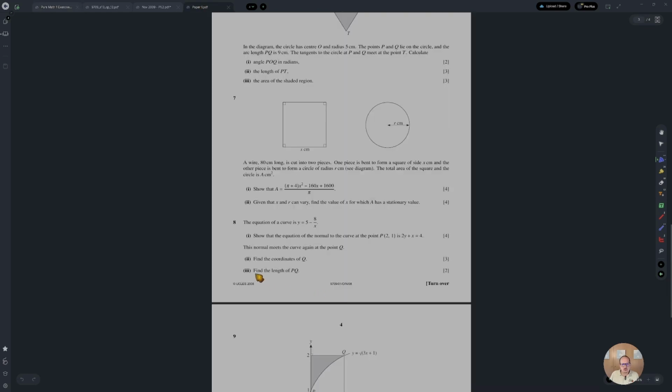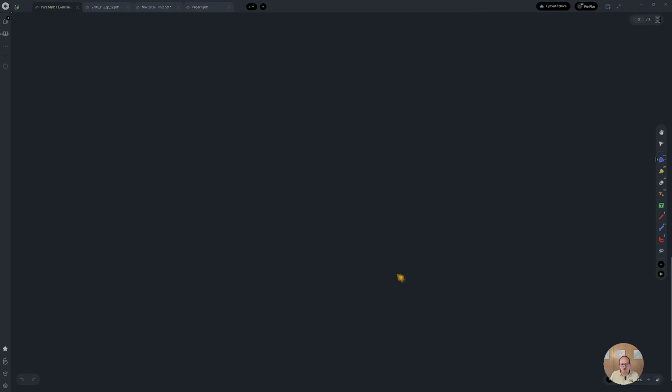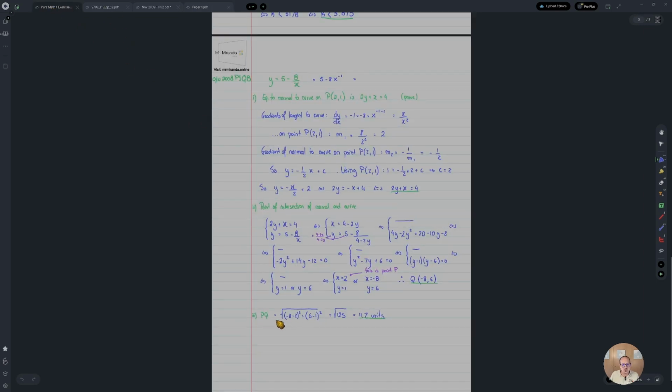And last question, find the length of PQ, okay? You know the coordinates of P, you know the coordinates of Q, just need to use the equation of distance between 2 points to get the distance, 11.2 units.